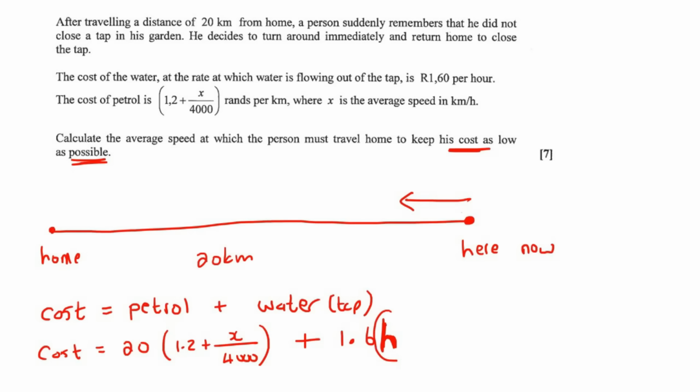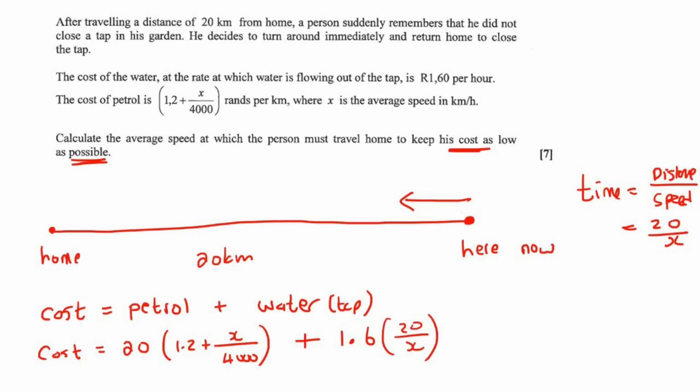But we know that time, which is this h over here, we know that time is also distance over speed. So we know how long this guy's going to take to get back home because we know that he's going to travel 20 kilometers, that's his distance, and the speed is x. So we'll just change it to that. So this parameter here is just going to change to 20 over x. Pretty straightforward, hey? And so now we're just going to go simplify this expression.